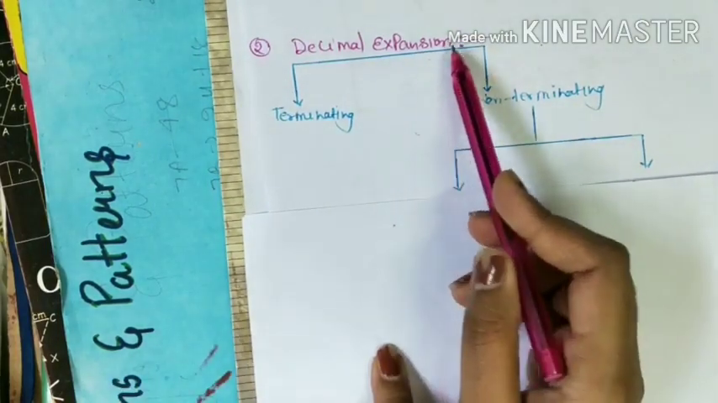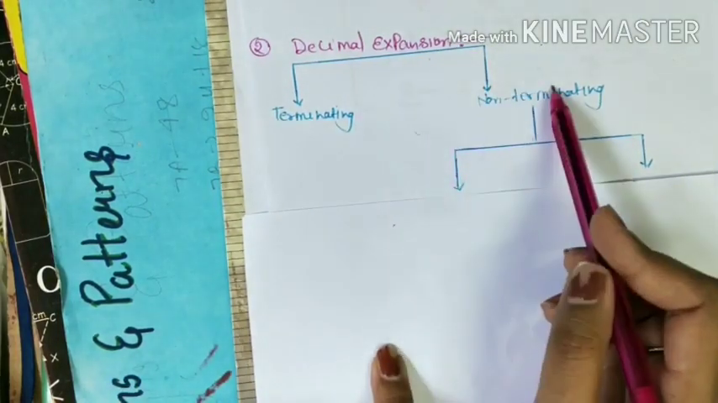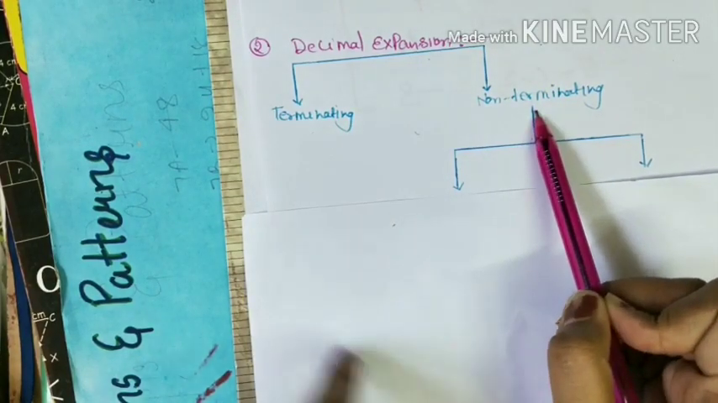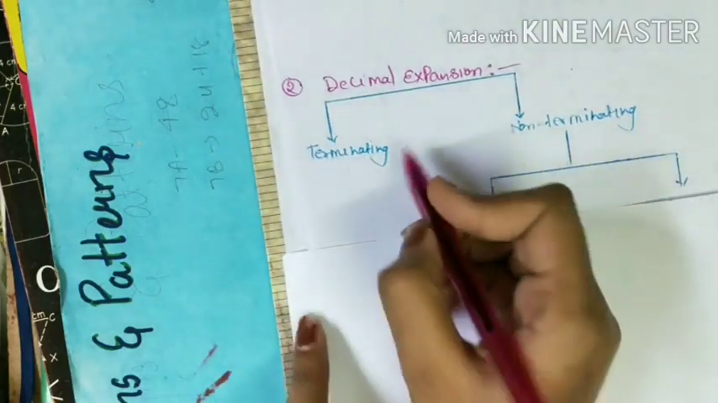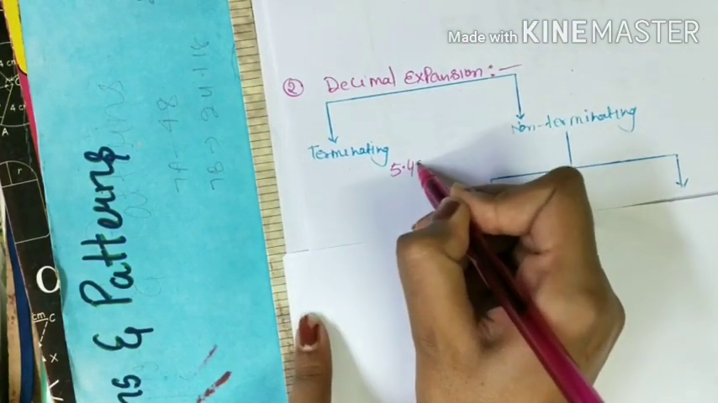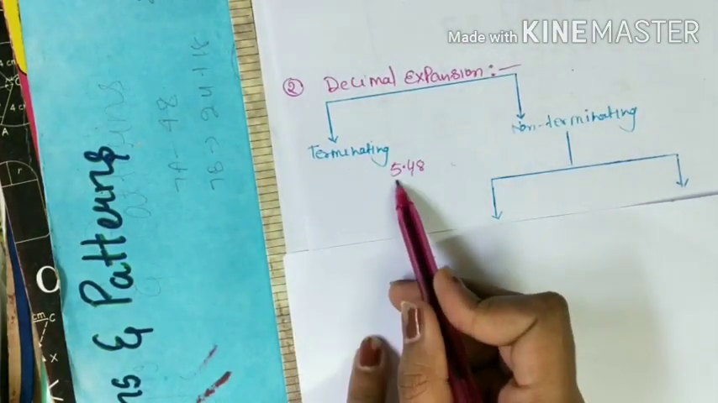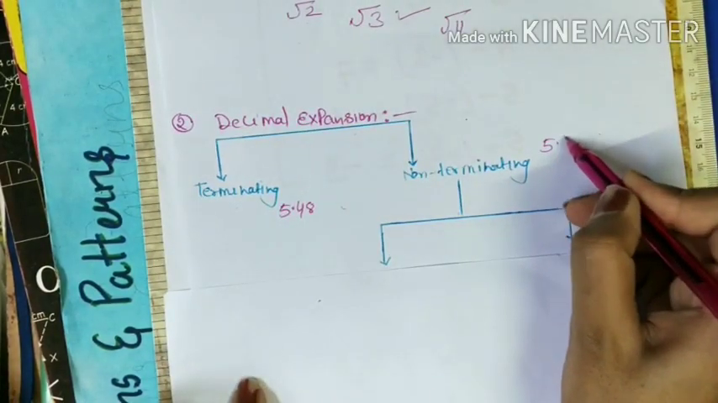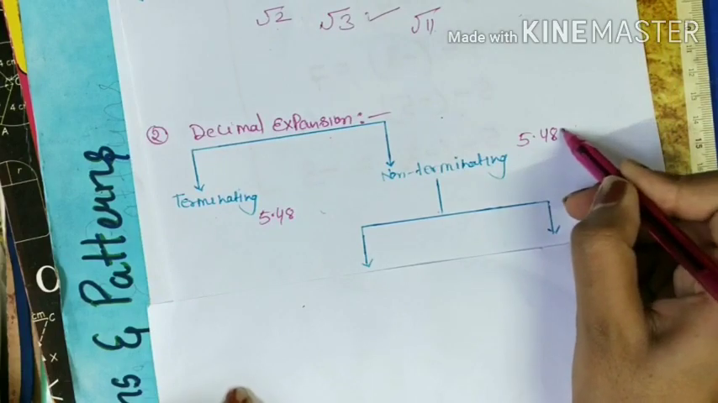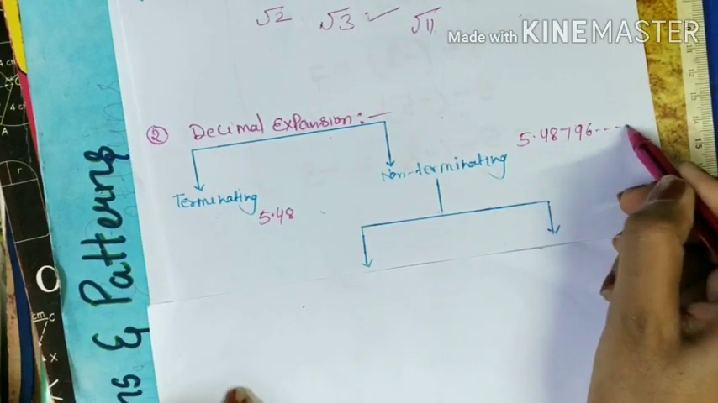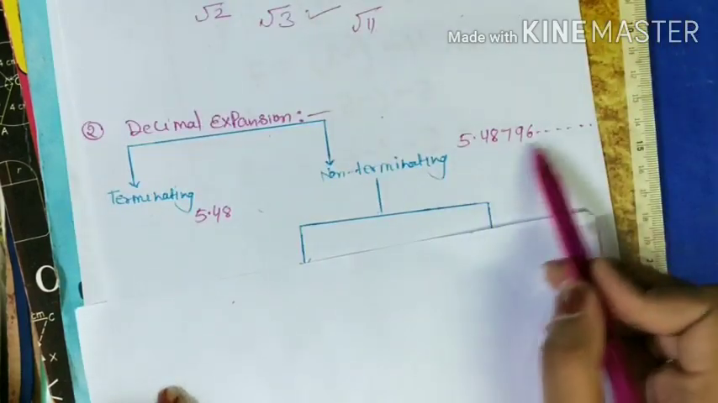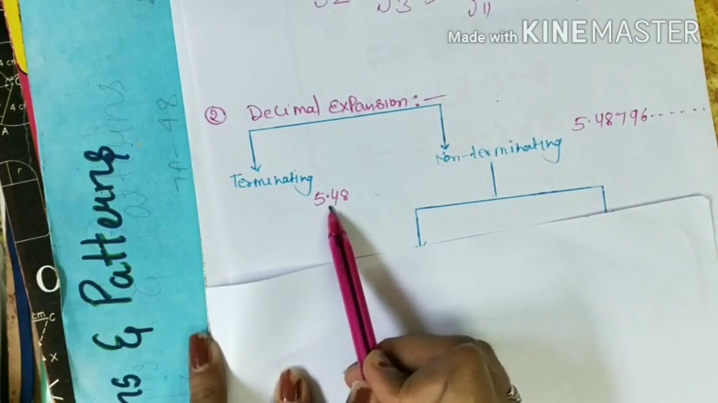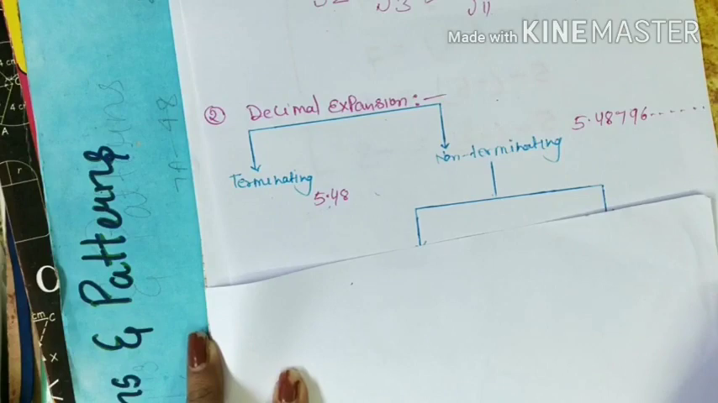Decimal expansion. You know, children, there are two types of decimal expansion numbers. First one is terminating, second one is non-terminating. If I say 5.48, now you can say this number is terminating. If I write 5.48796 and so on, you can say this is a non-terminating number. Hope you got what is terminating and what is non-terminating.